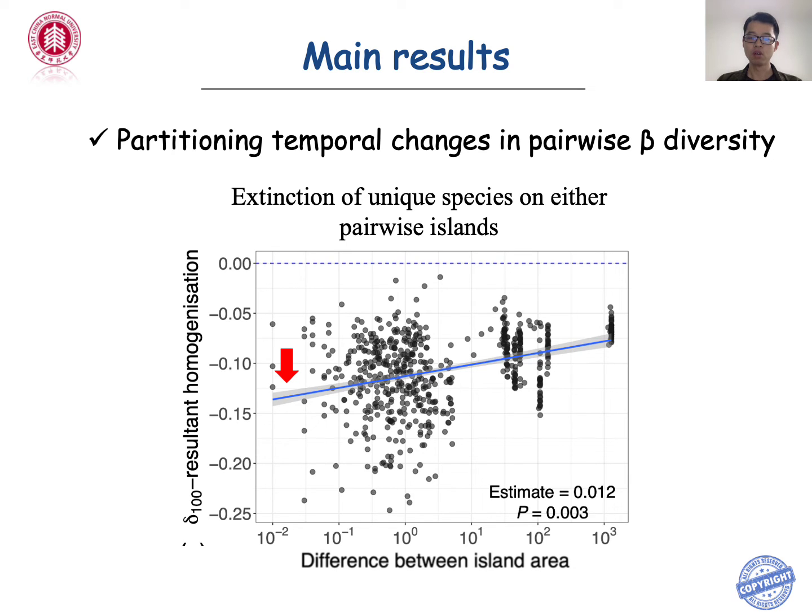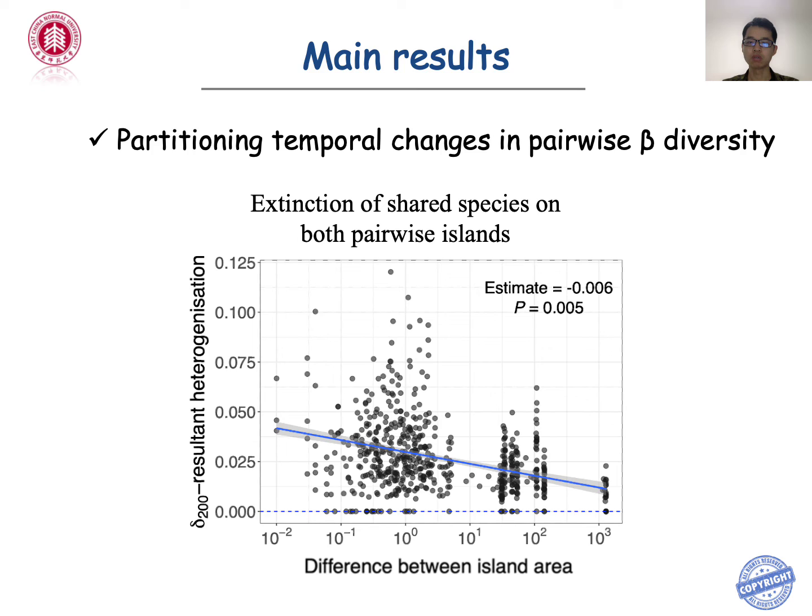Moreover, almost all the island pairs were smaller islands in our system. Therefore, the effects of suitable habitat loss would be higher in similar-sized islands, which might cause more loss of rare species and higher beta diversity loss.